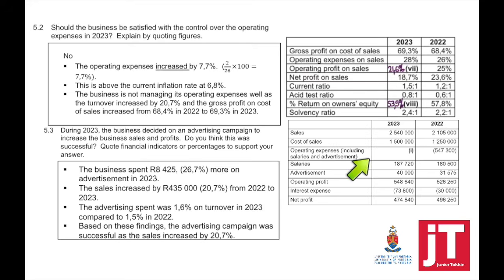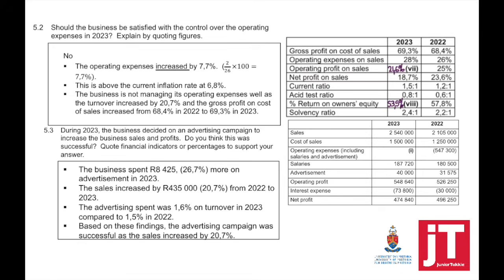So we spent 8,425, which is 26.7% more on advertisement. Remember, to get the percentages, you take the difference divided by the before, so the 31,575 times 100. The sales increased by 435,000, which is 20.7% from 2022 to 2023. Again, take the difference divided by the smaller one times 100, or divided by the 2,105,000 times 100.